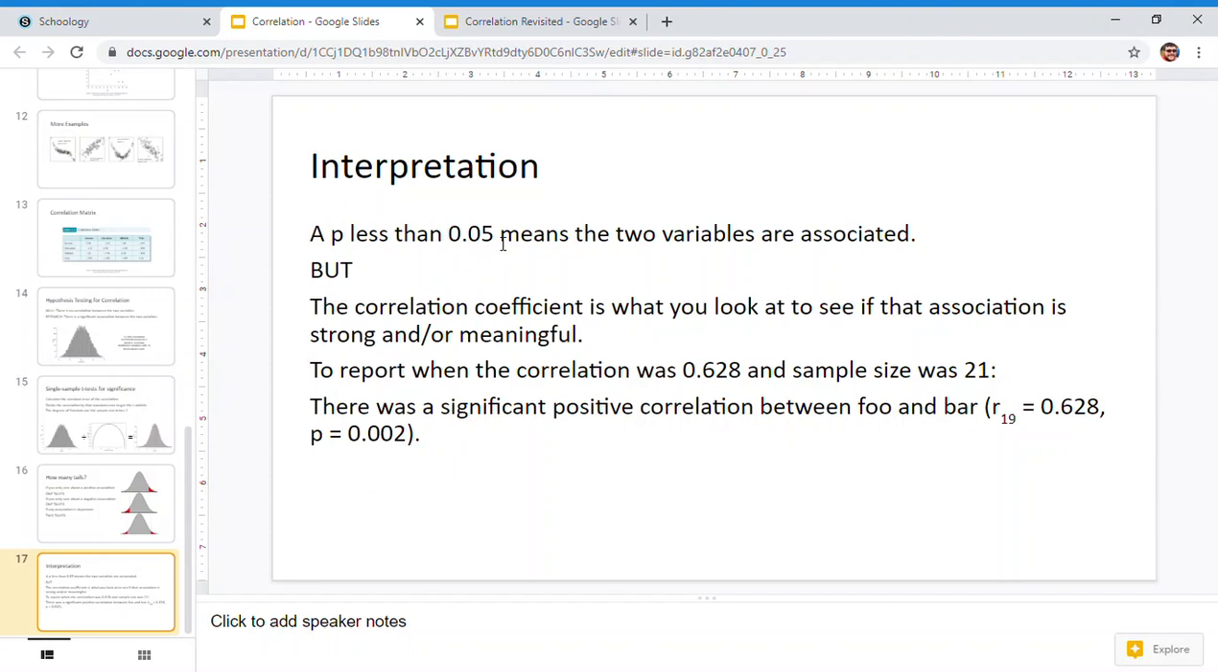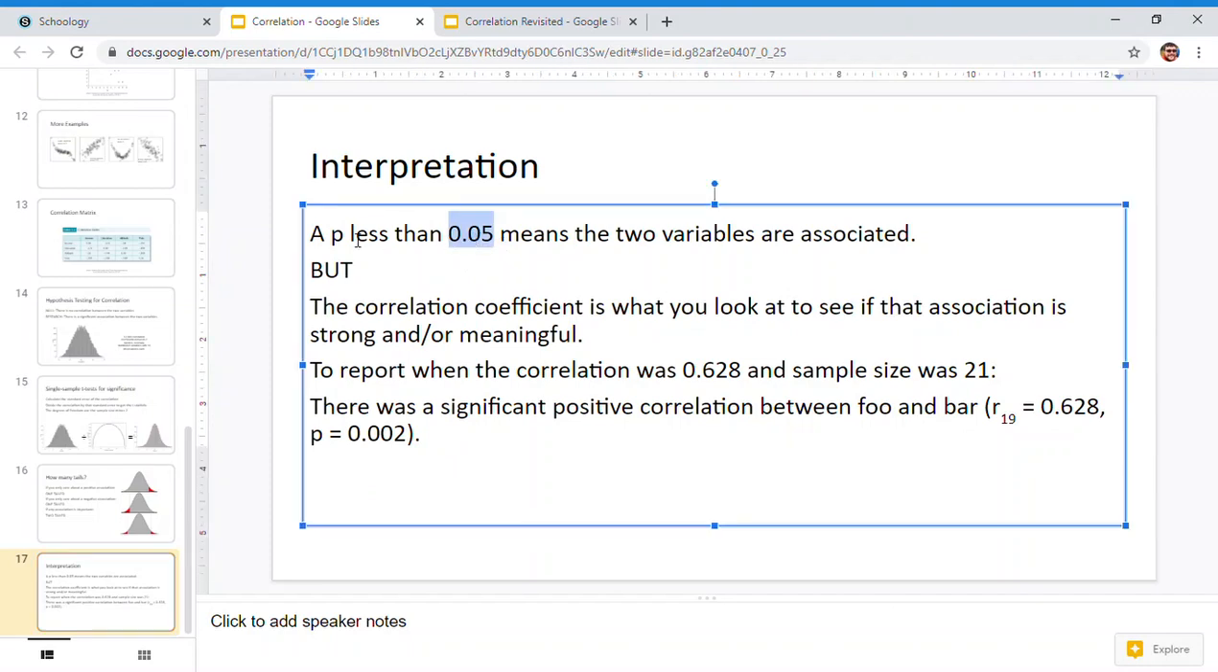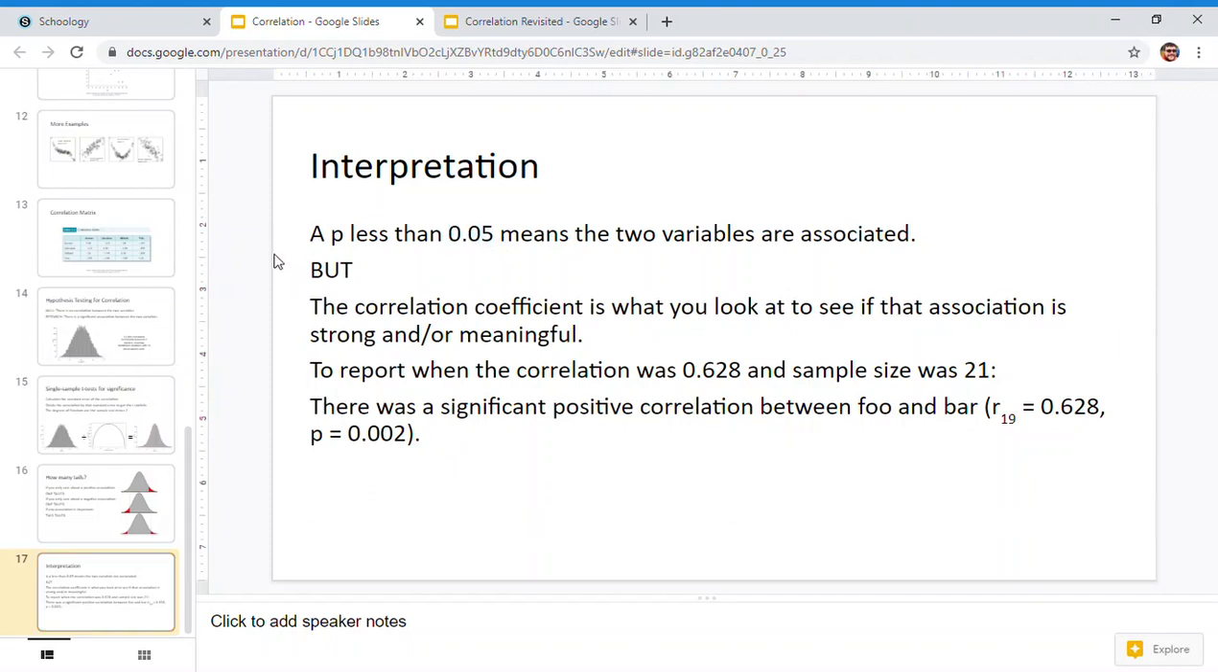So again, use 0.05 as our magical alpha value, and that tells us whether the variables are associated, but we also need to look at the strength of the association to see if it's meaningful, because if you have a really big sample size, you can have an association that's significant but not necessarily meaningful.